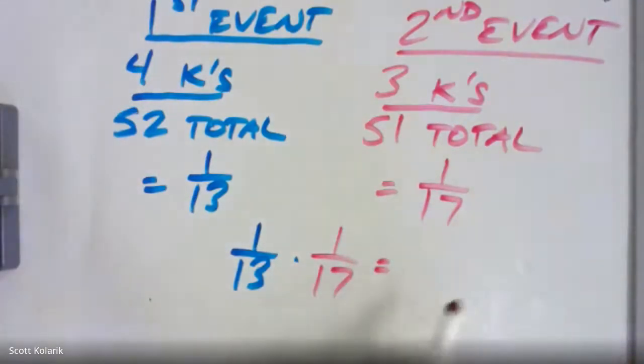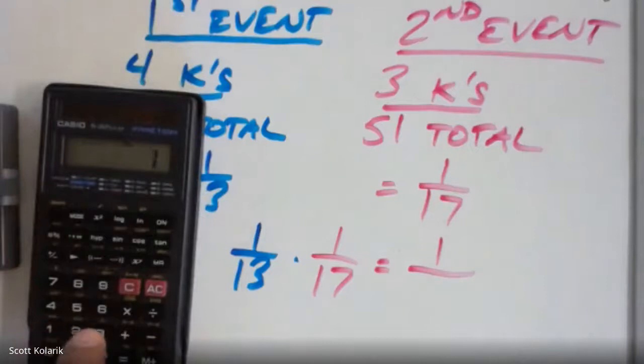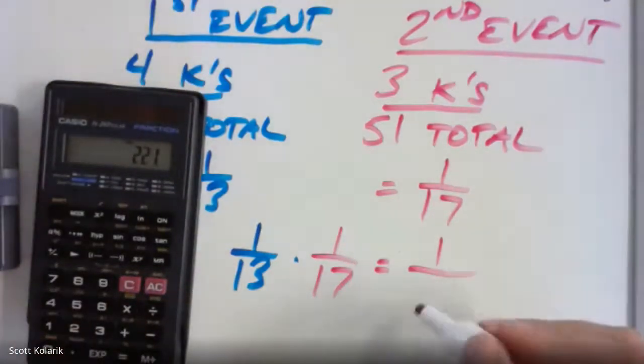And when I multiply these together, just like the last one, I'm going to multiply numerators together. 1 times 1 gives me 1. And then 13 times 17 is going to give me... don't feel like you have to do that stuff in your head. I don't know off the top of my head. So 13 times 17 for my denominator is 221.